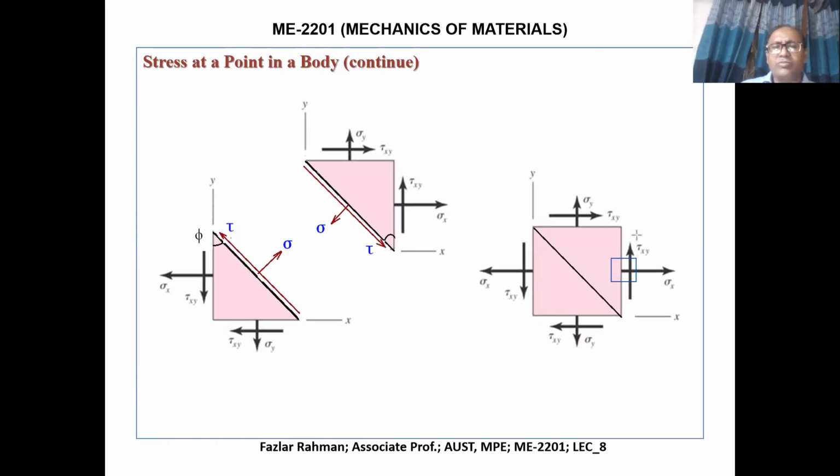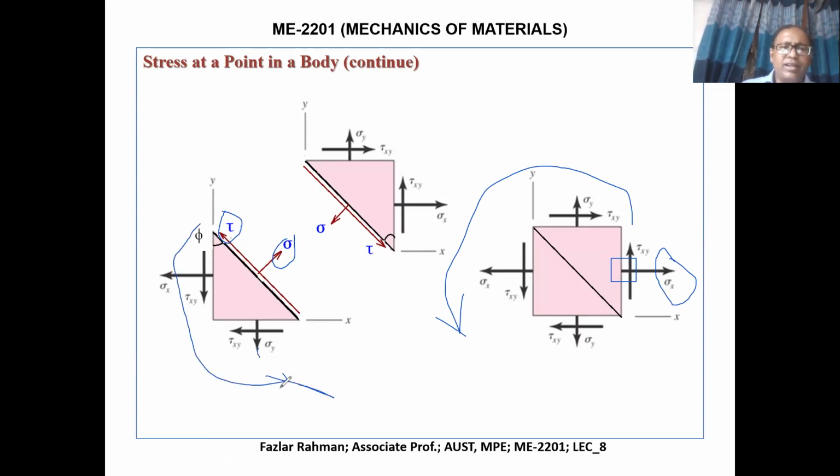Other thing, if you look right over here, this tau tries to rotate this object in the anti-clockwise direction. It's upward, right? And this one is also tension, sigma x. So that's why we put it like tension along this direction. This is tau. That means this one also tries to rotate this body similarly, anti-clockwise.